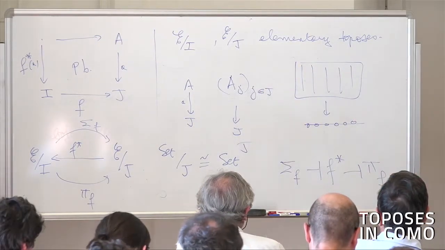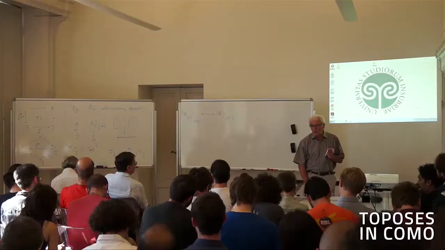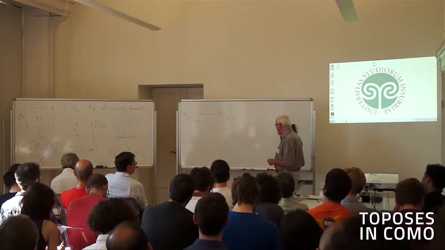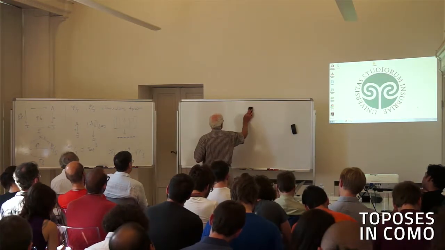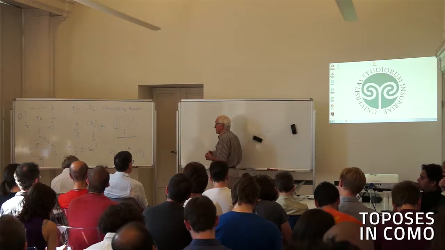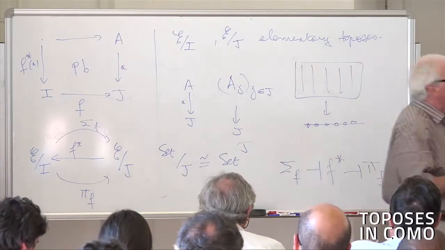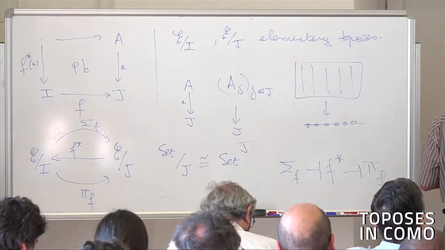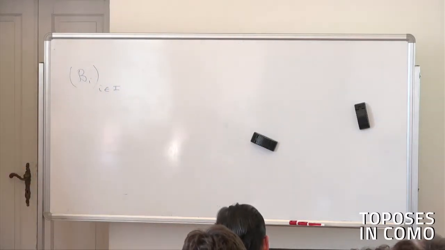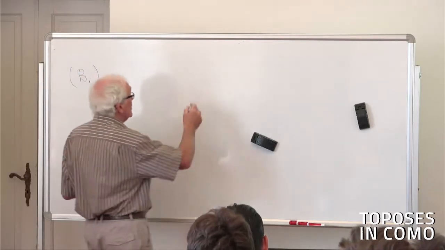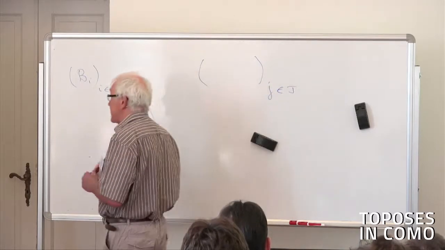And these functors are essential to develop the internal logic, in fact, to introduce the quantifiers, existential and universal quantifier. So, in the case of sets, what are these functors? Well, these functors in the case of sets, suppose that you have a family like that, and you want to construct a family indexed by J.